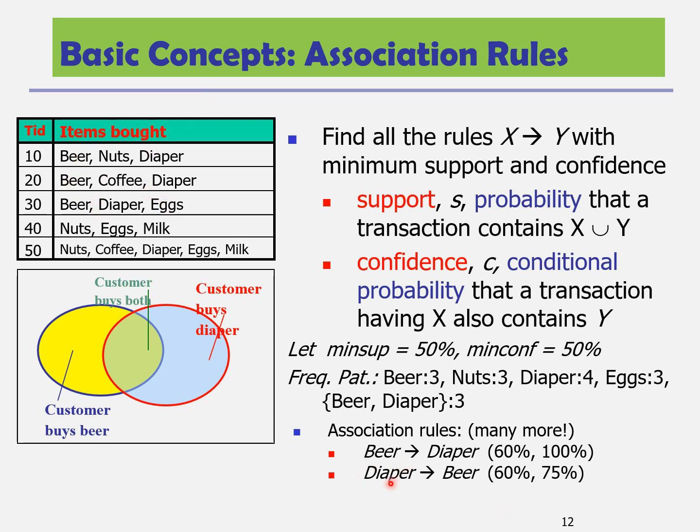Now let's see diaper happening together with beer. That is 3. 1, 2, 3. Okay, but how many times do we see diaper? We see diaper 4 times. 1, 2, 3, and 4. So the confidence is actually 3 out of 4, which is 75%.